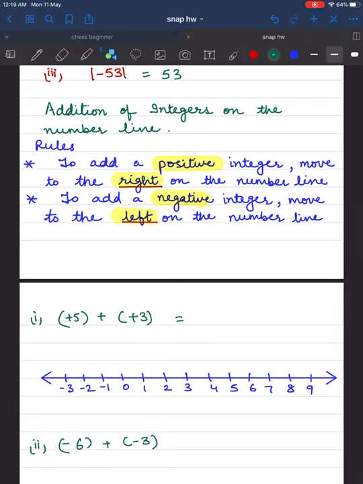Now first is plus 5, and then we have to add a positive integer. So here, move 5 steps to the right of 0 and reach 5. Now we have to add a positive integer, so we move to the right of 5, 3 steps, and we reach at 8. So here we get plus 5 plus 3 equals to 8.